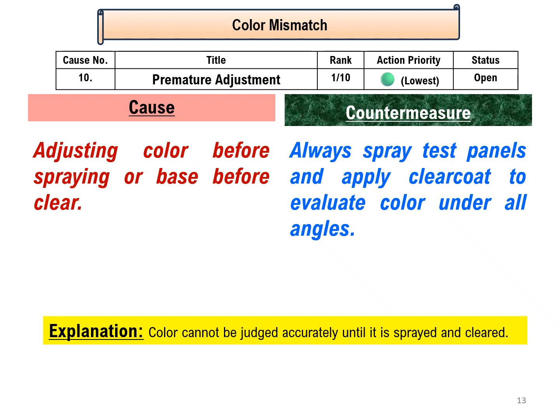The tenth probable cause could be adjusting color before spraying the base or before the clear coat. Color cannot be judged accurately until it is sprayed and cleared. The recommended countermeasure is to always spray test panels and apply clear coat to evaluate color under all angles.